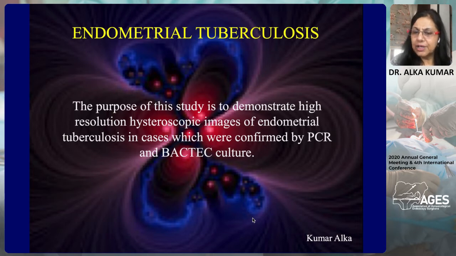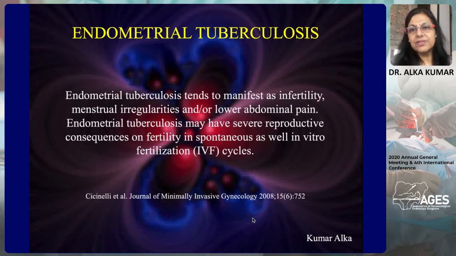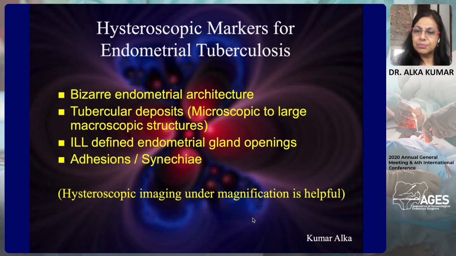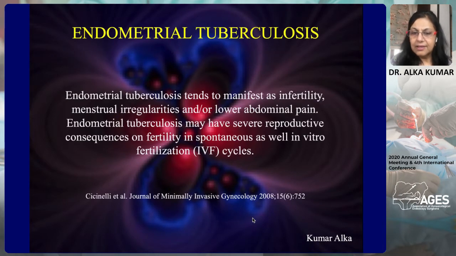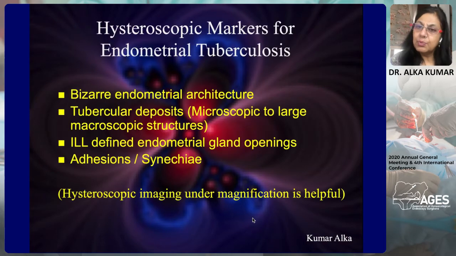I'm coming on to endometrial tuberculosis. The pictures that you're going to see are confirmed by PCR and BACTEC culture, so there is no confusion as far as the diagnosis of tuberculosis is concerned. We do know that tuberculosis manifests as menstrual irregularities, lower abdominal pain, and severe reproductive consequences on fertility, in spontaneous as well as in IVF cycles.